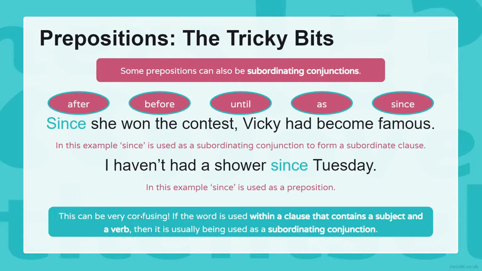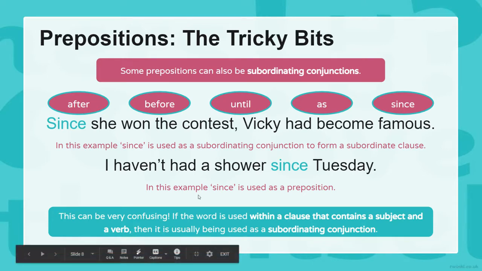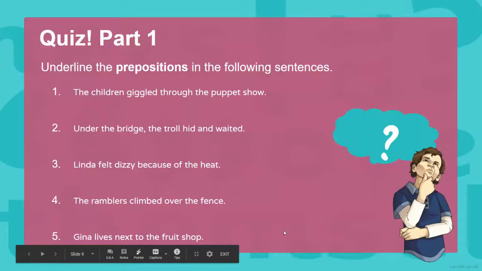So for example here, after, before, until, as and since she won the contest, comma, Vicky had become famous. In this example, since is used as a subordinating conjunction to form a subordinating clause. So that is when a subordinating clause is part of a sentence that adds additional information to the main clause. So the sentence, I haven't had a shower since Tuesday. Ugh. In this example, since is used as a preposition. So this can be very confusing, we know. If the word is used within a clause that contains a subject and a verb, then it is usually being used as a subordinating conjunction.